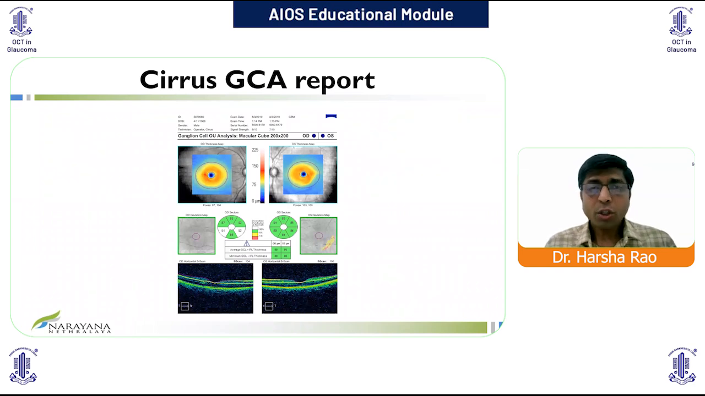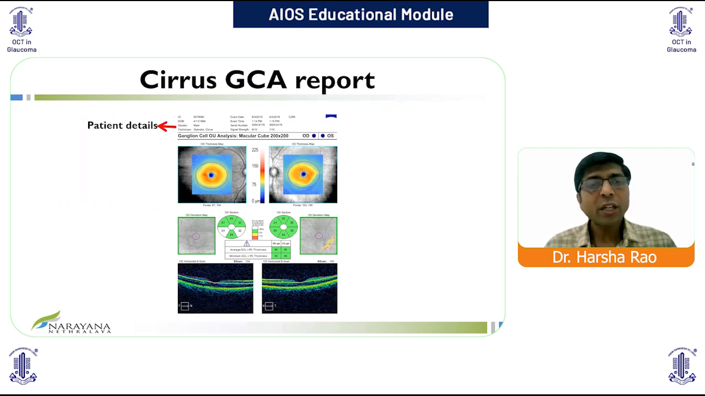The current generation OCTs also evaluate the inner retinal layers at the macula. The Cirrus OCT evaluates the inner two retinal layers, which is the ganglion cell layer and the inner plexiform layer, together called the GCIPL layer. This is called the ganglion cell analysis, or the GCA. This is how the report of the GCA looks like.